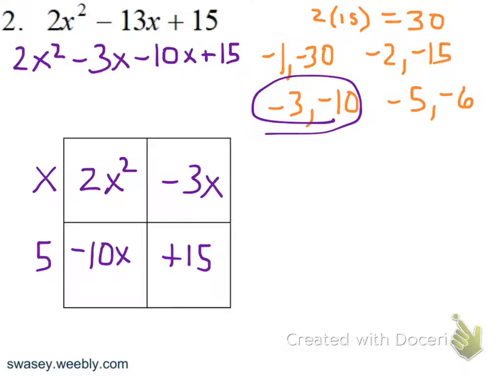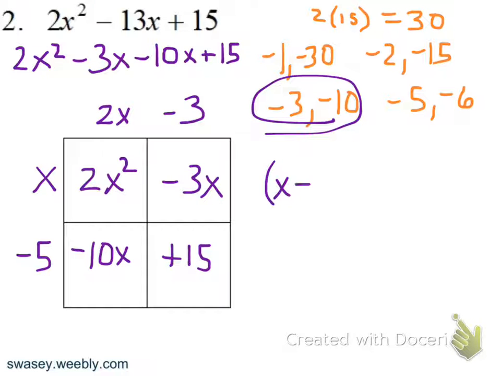2x squared divided by x is 2x. Check it for the bottom row. 2x times 5 is 10x. It's the wrong sign, so we need to factor out a negative 5 instead of a positive 5. Negative 3x divided by x is negative 3. Check it for the bottom row. Negative 3 times negative 5 is positive 15. So we have the correct factoring.